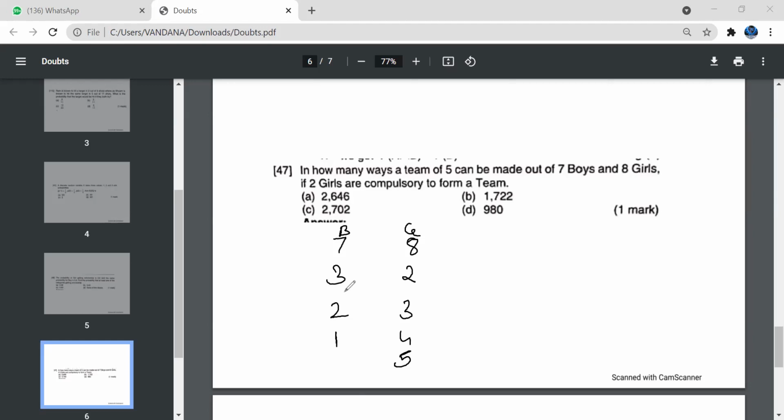7C3, 7 into 6 into 5. So it is 35 into 8C2.